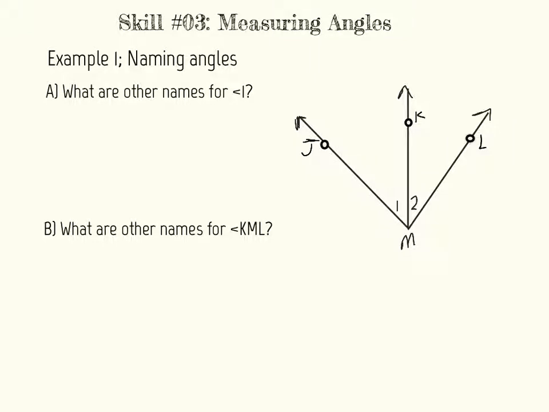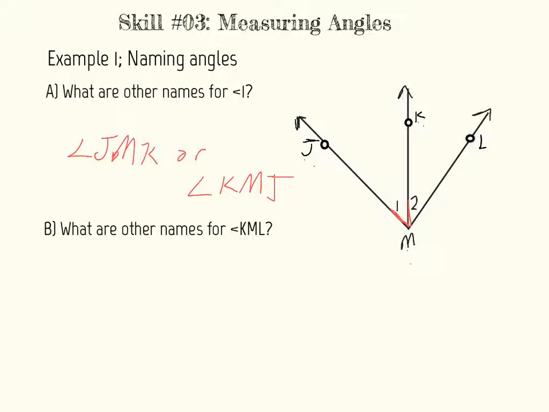Skill 3, Measuring Angles. Example 1, we're just going to find ways to name angles. What are other names for angle 1? So angle 1 is right here, and we want other names for that angle. So we could call it angle JMK or angle KMJ. They're the same letters, just in reverse order.